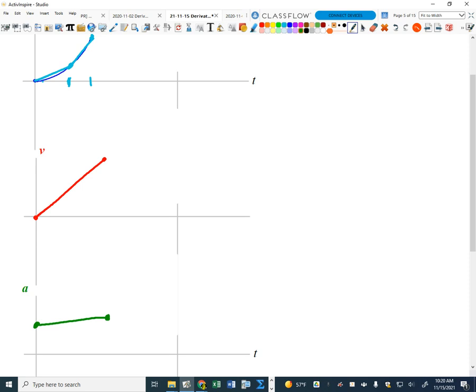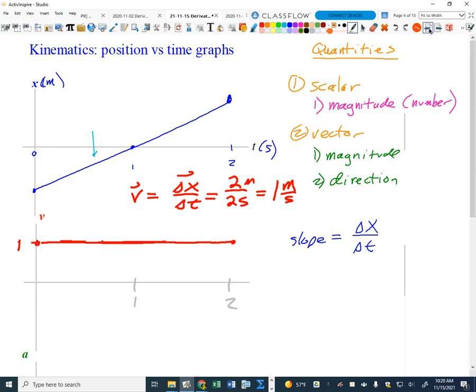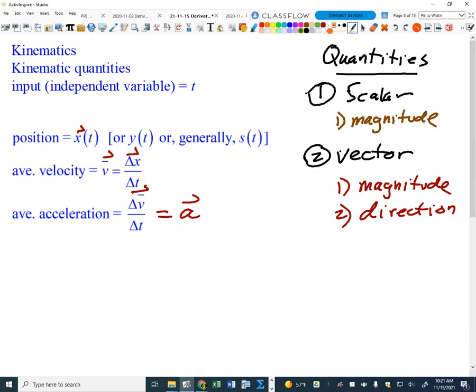Okay, where we're going with this, we're almost out of here, aren't we? Where we're going with this is, what we want to do next time is take these average quantities and start to convert them into instantaneous quantities. And that's where we need some calculus, okay?